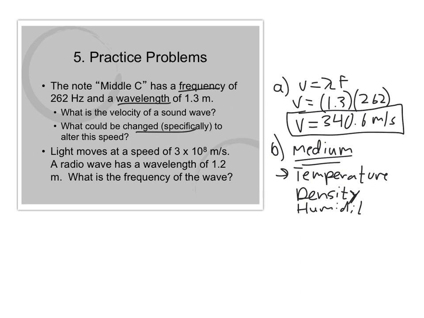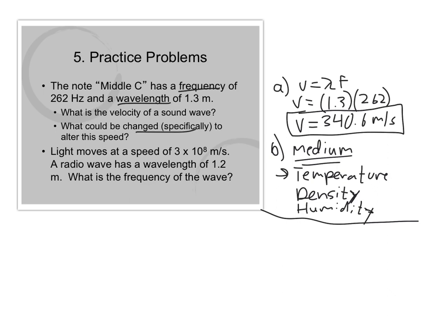Those of you that play musical instruments will know that if you tune your instrument inside on like a summer day, and then you take it outside, your instrument is no longer in tune. And that's because changing things about the air, the humidity, the temperature, etc., changes the tuning of it because it ultimately changes the velocity of the wave.